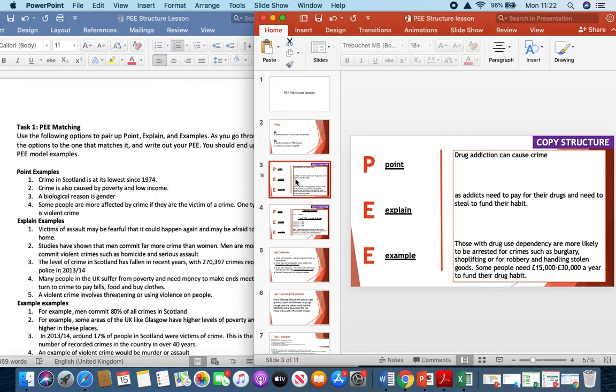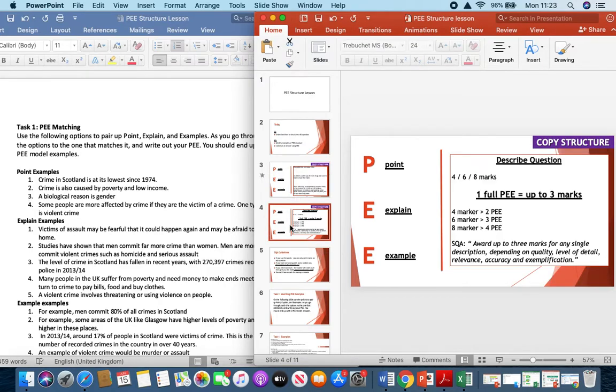Another thing I'm going to ask you to do is work backwards. If you really focus on the point, it's easy, I think, to go backwards, or it can be tough, and figure out what the question may be asking. So if you look at this, drug addiction can cause crime. The question is probably going to be: explain in detail two types of crime, or two causes of crime. That's where you would do your PEE. I'm going to ask you to create a question in a little while as well.